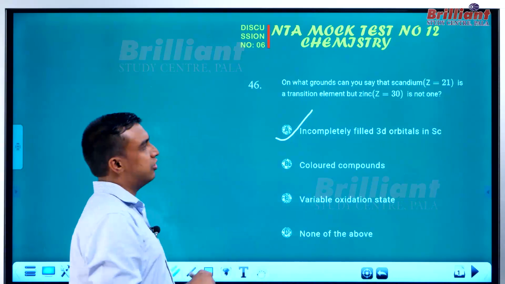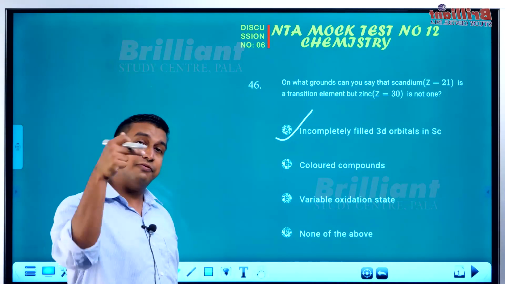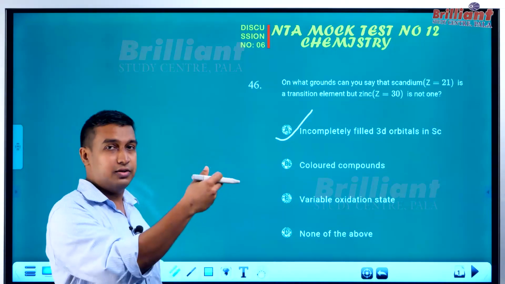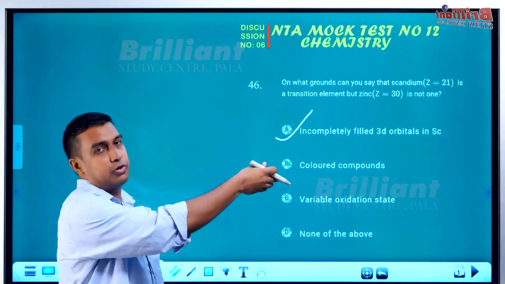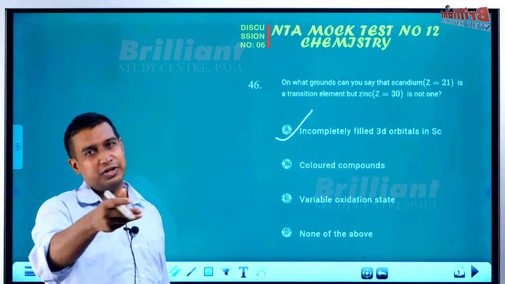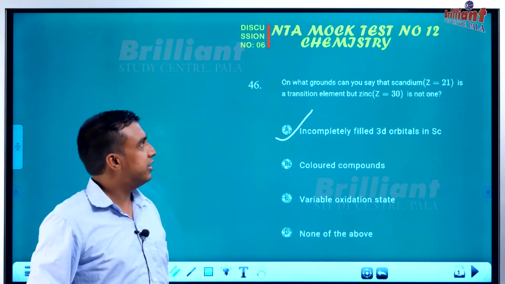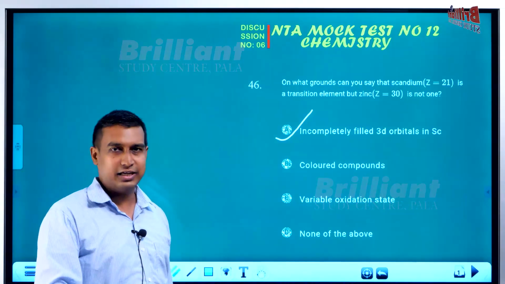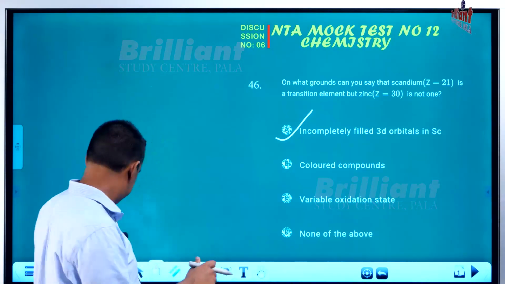incompletely filled 3d orbitals in scandium. This incompletely filled orbital gives features like colored compounds, variable oxidation state, and catalytic property. Anyway, hope you understood this. This is an NCERT direct question. Coming to the next question.